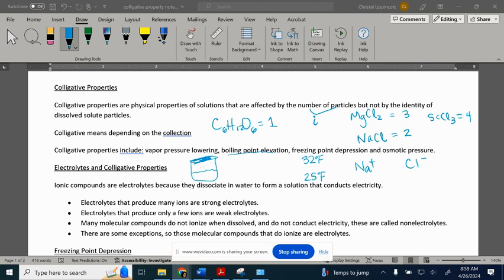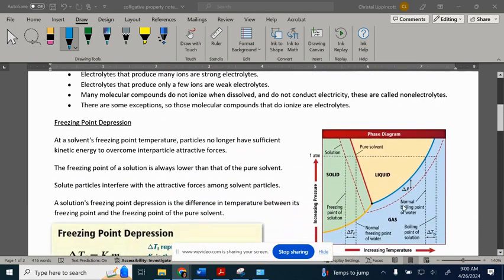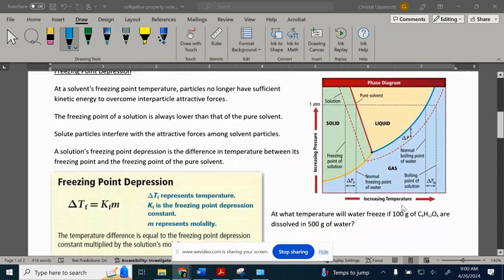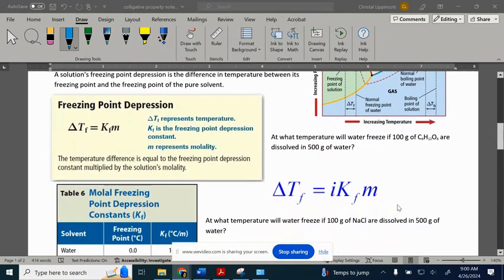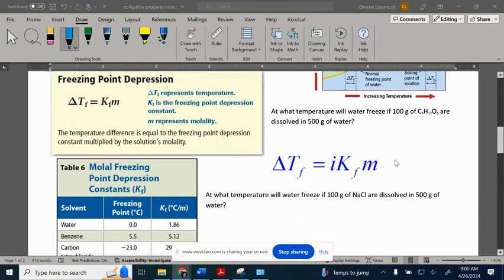All right. And then osmotic pressure, which we'll get to at the very end. Okay, so freezing point depression. How does this work? This is going to be our equation that we're going to use for this.